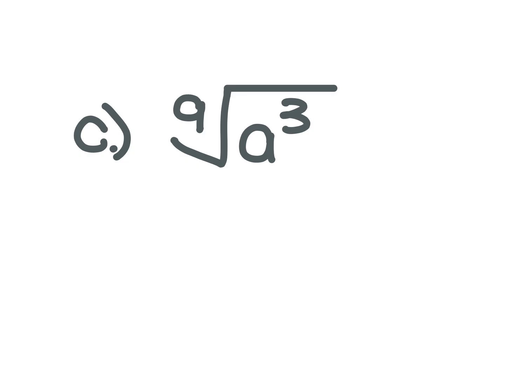But let's see if we can change this to write it all as an exponent and see if we can simplify it that way. So in my exponent, what's the numerator, 3 or 9? What goes up top? 3. The exponent goes up top. The index goes on the bottom. So we have a to the power of 3 over 9. Can I simplify 3 over 9? So we have a to what power? 1/3. Awesome.